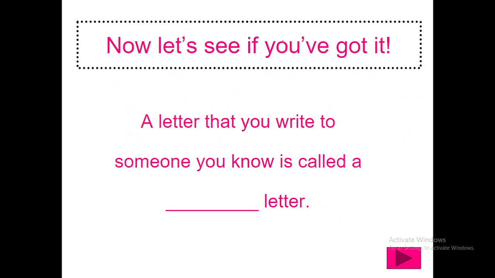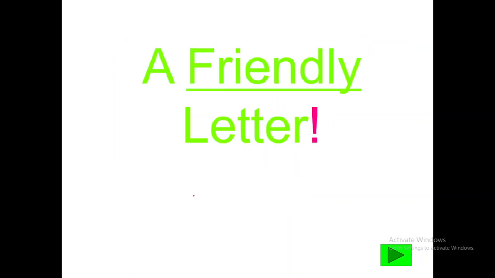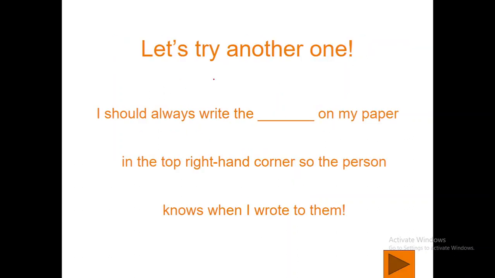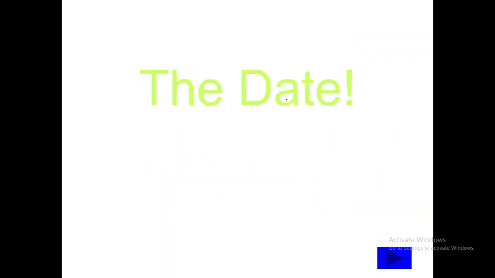Now let's see if you've got it. Now it's a kind of a quiz. A letter that you write to someone you know is called a which letter? Yes, a friendly letter. And let's try another one. I should always write the date on my paper in the top right hand corner so the person knows when I wrote to them. So what should be here? Yes, the date. You're absolutely right.